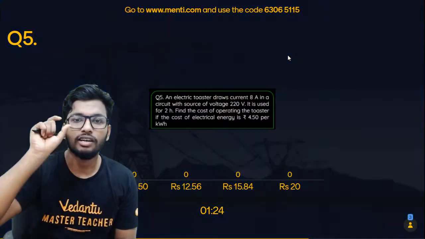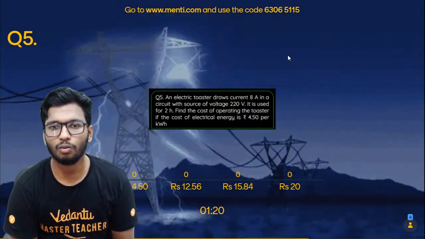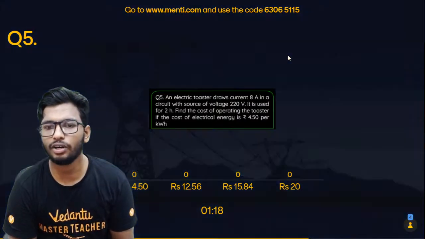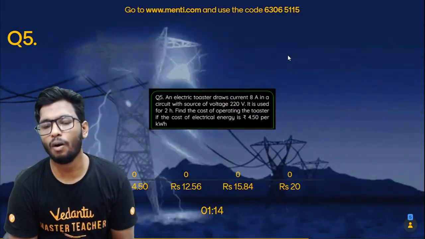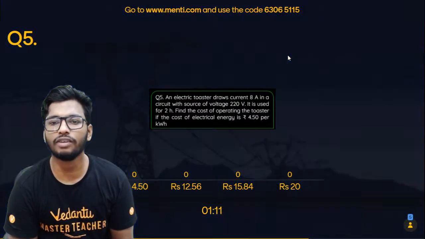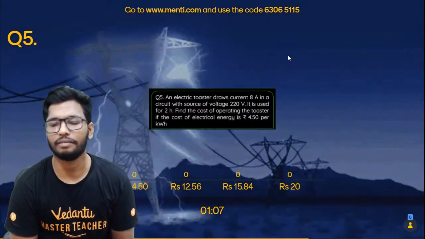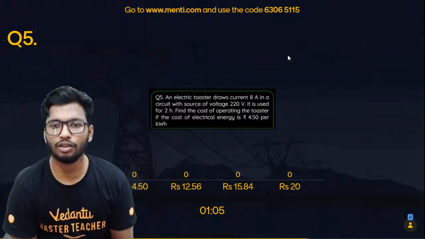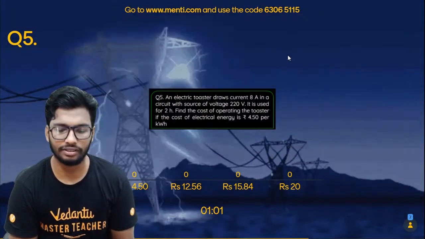Okay, here's the question. An electric toaster draws a current of 8 amperes in a circuit with a source voltage of 220 volts. If it is used for 2 hours, find the cost of operating the toaster if the cost of electrical energy is 4.50 rupees per kilowatt hour. Options: rupees 4.50, rupees 12.56, rupees 15.84, or 20 rupees.